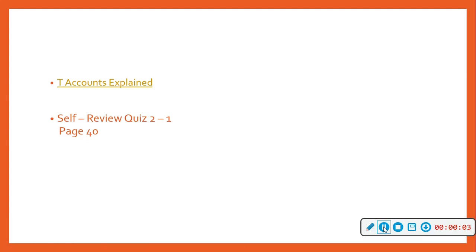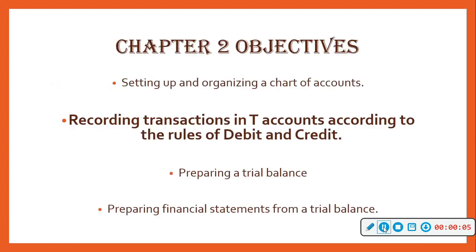Okay, continuing in Chapter 2, we're moving on to Section 2.2, and the objective here is to record transactions in T accounts according to the rules of debit and credit. Okay, so something for you to think about. In checkers, let's say we're playing checkers, can you get a queen?